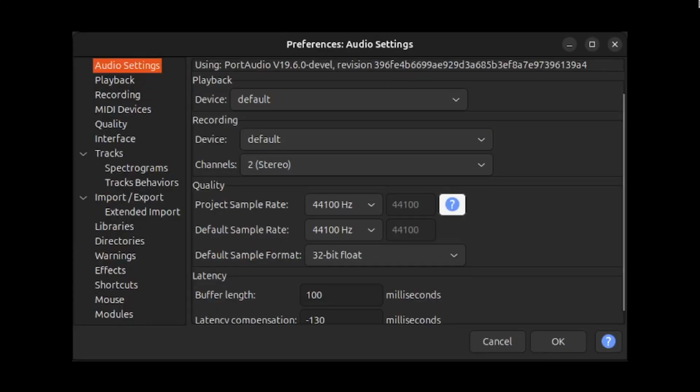The first is pretty simple and straightforward. It's just audio. These are the audio settings in my preferences of Audacity. Audacity is what I use to edit audio from time to time. And you can see here we have a project sample rate and a default sample rate. Both of them are set to just over 44 kilohertz or 44,000 hertz.